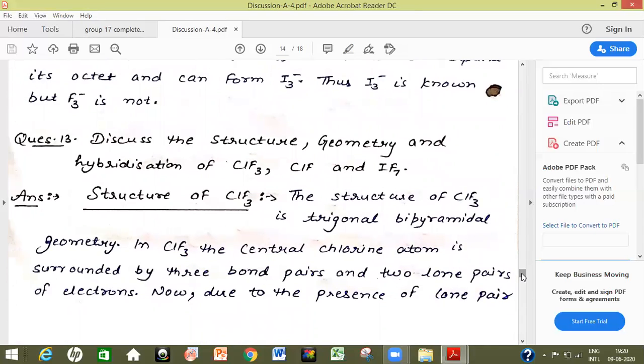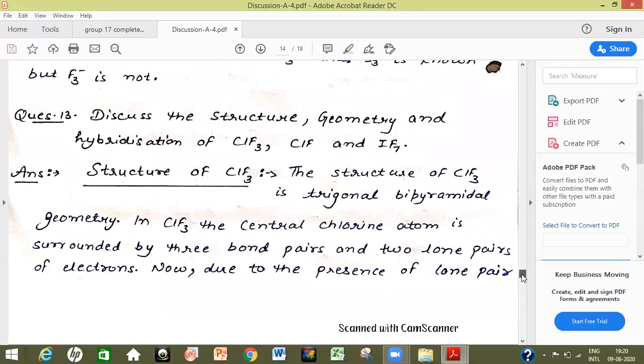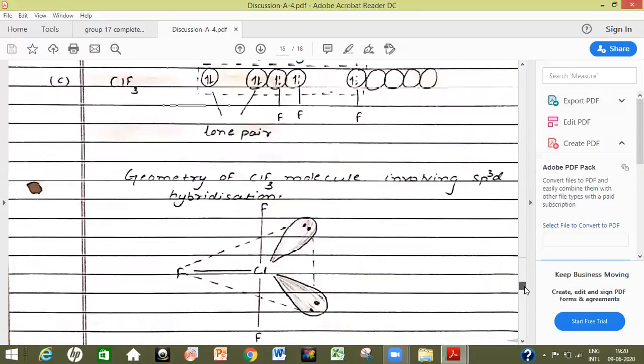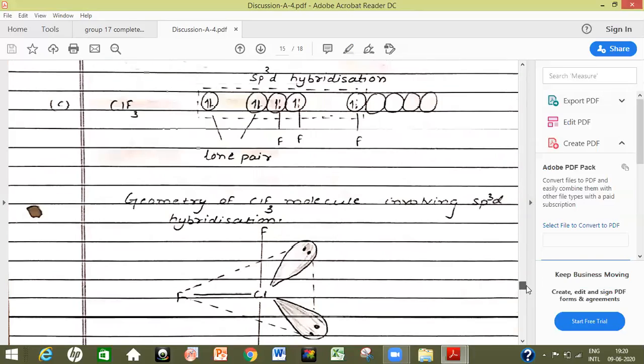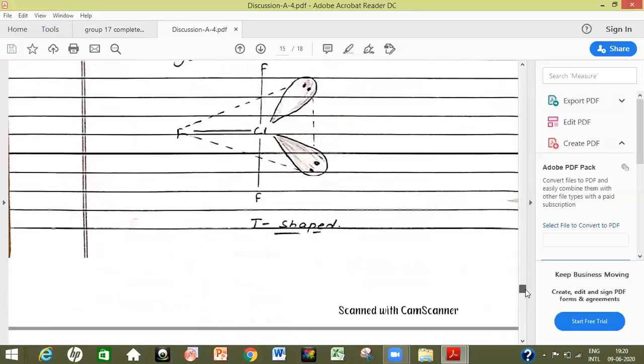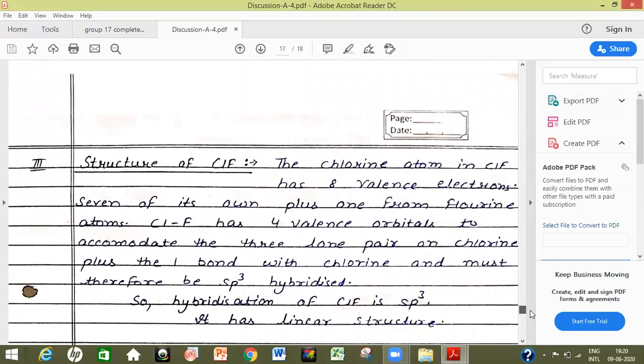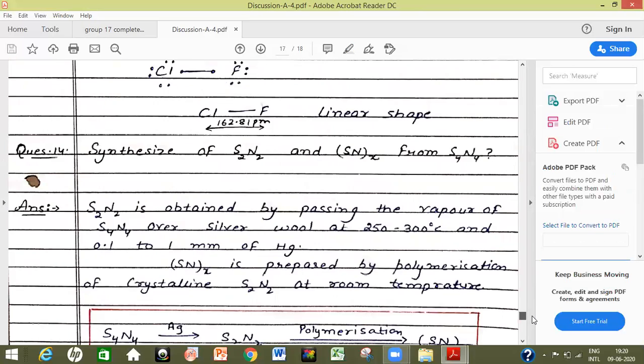Discuss the structure, geometry, and hybridization of ClF3, ClF, and IF7. For this solution, you can refer to the video on hybridization, which has been recently uploaded. I have discussed all the hybridization part in detail. If you still find any doubt, you can always ask me.